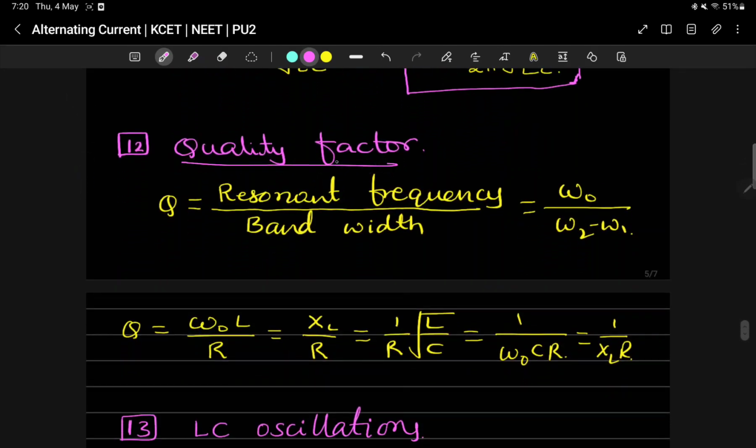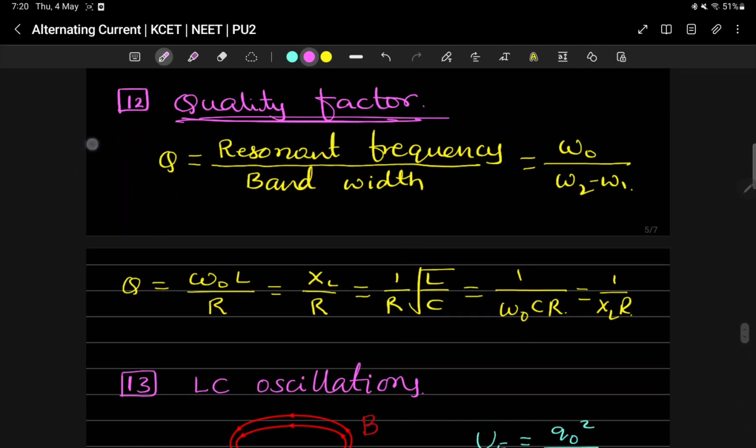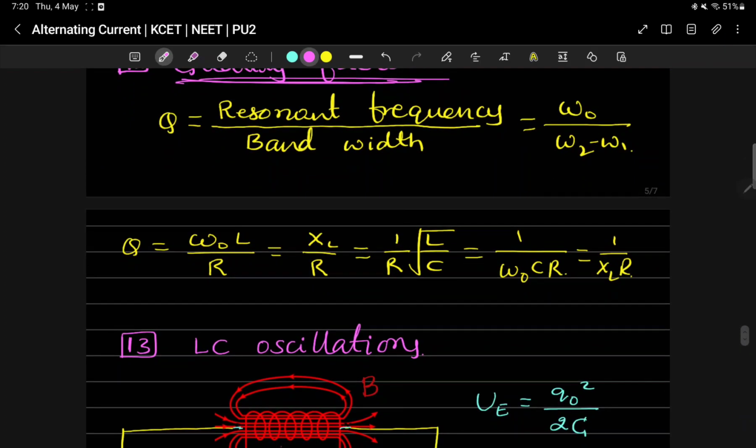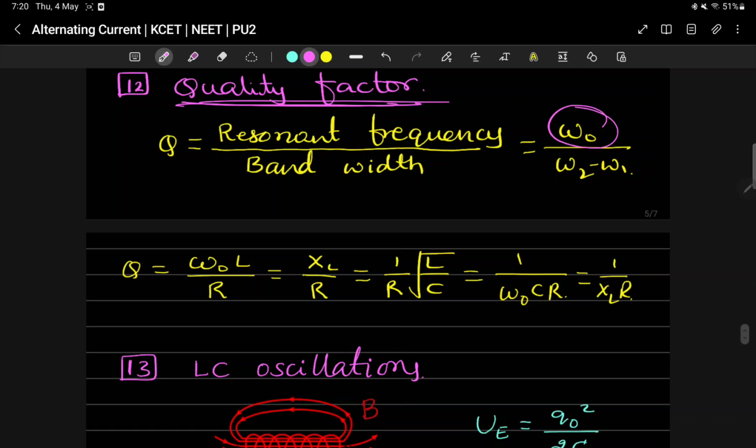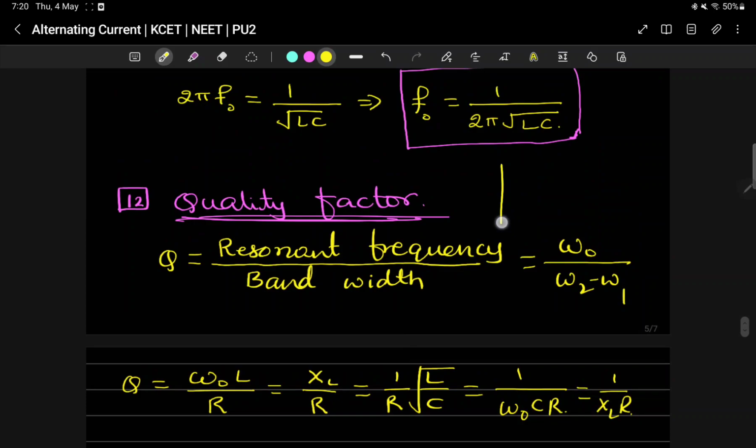Then we have the quality factor. Quality factor is given by resonant frequency divided by bandwidth. Here we have the angular resonant frequency omega0 divided by omega2 minus omega1. You have got this from the graph, isn't it? Which graph is that? We will get a graph like this, the variation of voltage or current with respect to angular frequency.